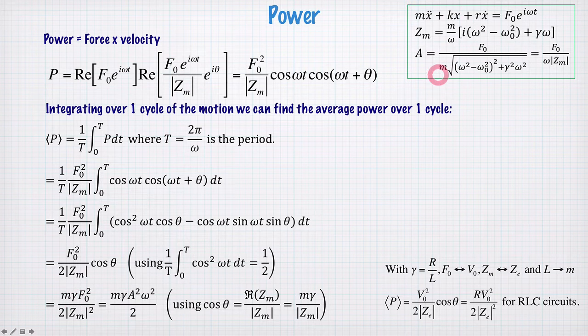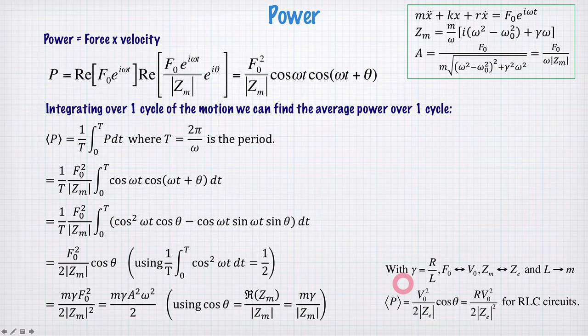Now we can get rid of the mechanical impedance altogether as well by recognizing that this term here looks something like the amplitude of the oscillation. So the amplitude of the oscillation was given by this in terms of the force and the driving frequency and the resonant frequency, and it can be expressed in terms of the impedance like this. So in fact, we can find the total average power is given by m gamma A squared omega squared on 2.